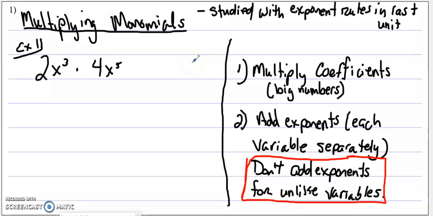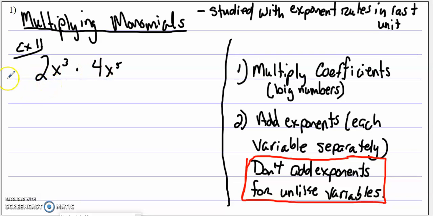Okay, so this is a little bit of a review from last unit, from Unit 2, when we did exponent rules. We studied this already. You should already know this, but we're going to recap it just in case. I know Unit 2 seemed like it was so long ago, even though we just finished it.